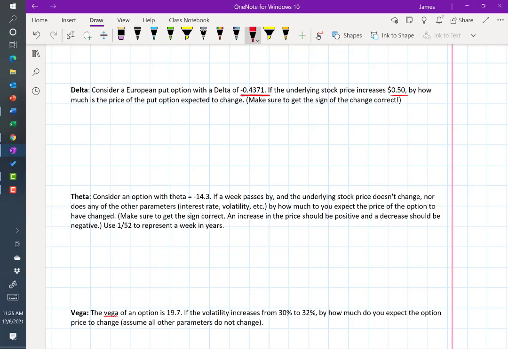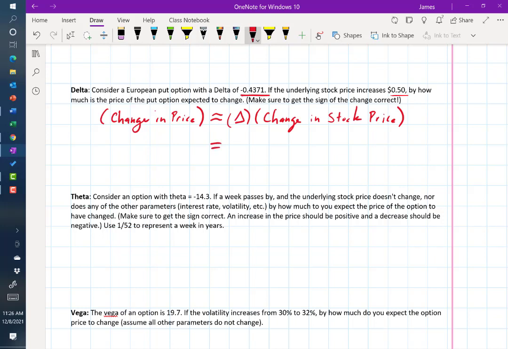All right, so here's the formula that we always use. I tried to emphasize this in the lecture. We have change in, and this is in the option price. I'm just going to say change in price. It's a put here. Is always approximately whatever the Greek is, so delta times the change in whichever parameter it refers to. So in this case, change in stock price, because delta is the first derivative with respect to stock price. So what do we get here?